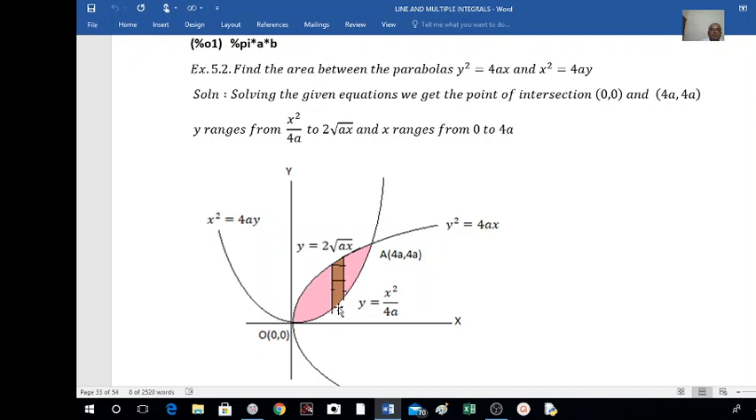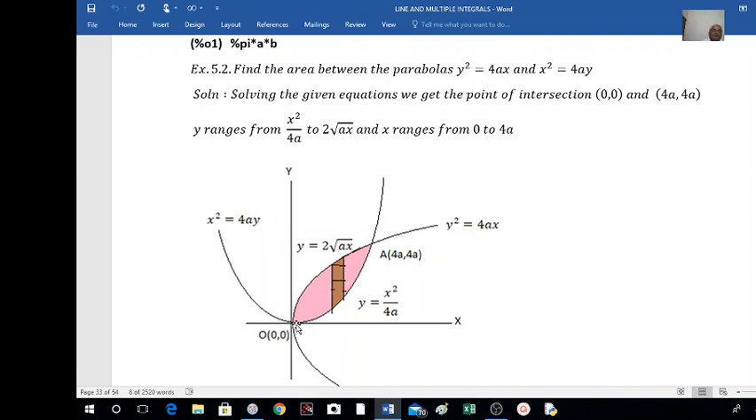Y ranges from the bottom of the strip to the top of the strip. At the bottom of the strip, what is the value of y? The equation of this curve is x square equal to 4ay, therefore y equal to x square by 4a. So at the bottom, the y value is x square by 4a. At the top of this strip, the equation of this curve is y square equal to 4ax, therefore y equal to root of 4ax. Root of 4 is 2, so 2 root ax. That is, y takes the value from x square by 4a to 2 root ax. These are the limits of y.